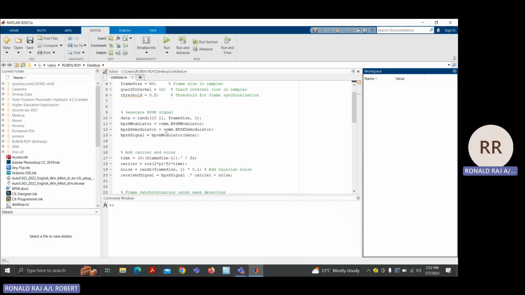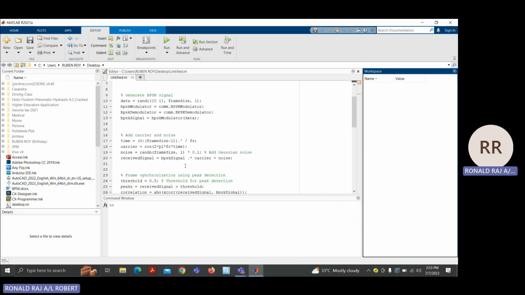So the second part is about generating the BPSK signal. The random binary data is generated using randi([0, 1], frame size, 1). The comm.BPSKModulator object is created to modulate the binary data into the BPSK signal. The BPSK signal is obtained by applying the modulator to the binary data, which is bpsk_signal equals bpsk_modulator(data).